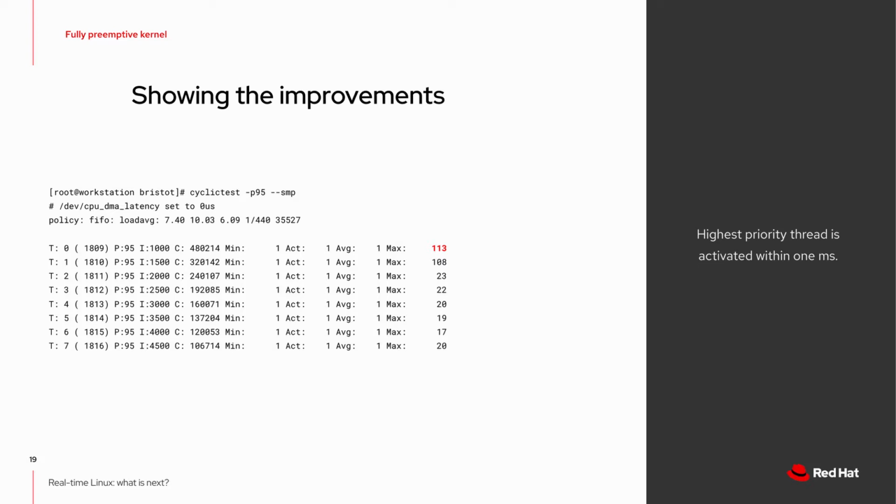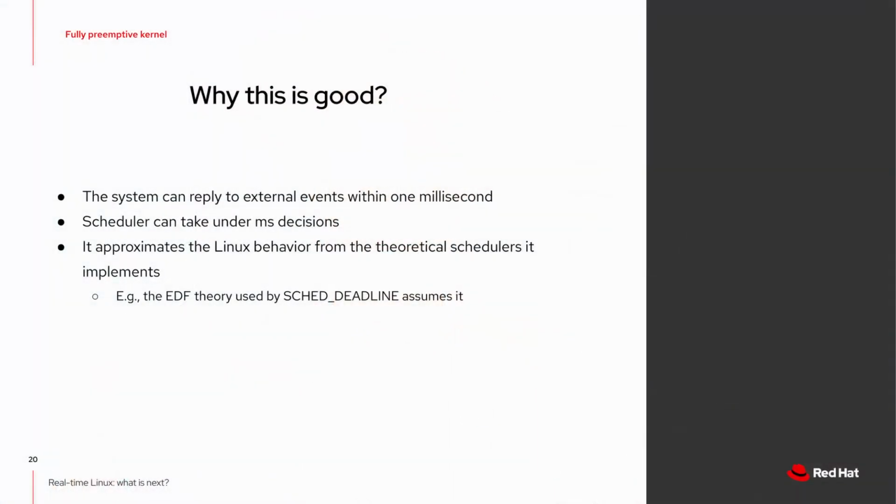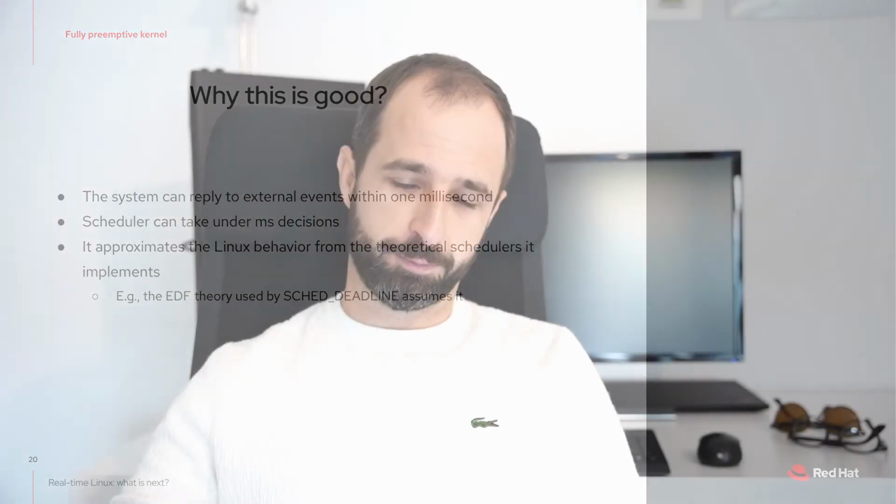The results are so good that this delay is in the order of 100 microseconds, even in very pessimistic cases. And this allowed Linux to be used on systems with such a requirement. It allows the scheduler to take actions within 1 millisecond, so it improves the granularity of the scheduler decision, and it approximates Linux to the theoretical preemptive systems on which many technologies are based. For example, SCHED_DEADLINE. SCHED_DEADLINE assumes that the system is preemptive.